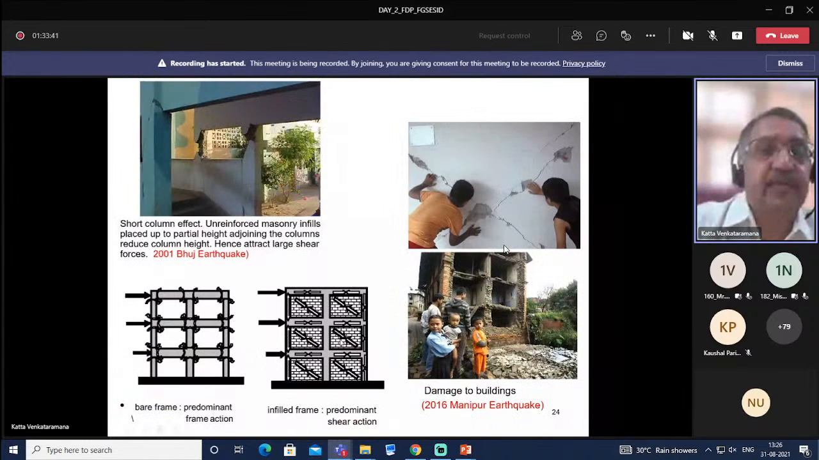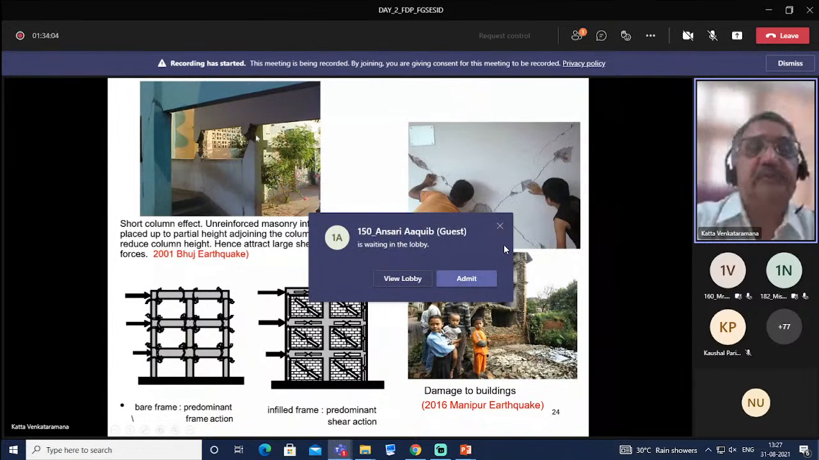This is also from Bhuj earthquake. Short column effect. Unreinforced masonry infills placed up to partial height adjoining the columns reduce column height. So these are the columns here. Because of this masonry infills up to partial height, these portions become short columns, and these are subjected to shear failures.